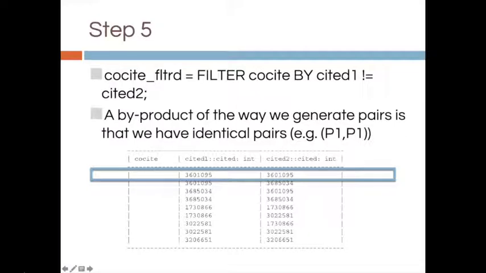So this would be the actual command that we would use to do that filtering. First, filtering out where we have duplicates in both of the columns. We'll create a new table called cocite_filtered, and we will filter the previous table that we made by the following condition, where the attribute cited1 is not equal to the attribute cited2.